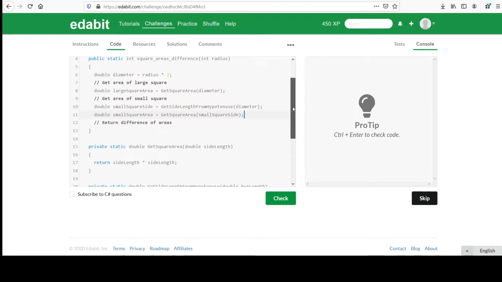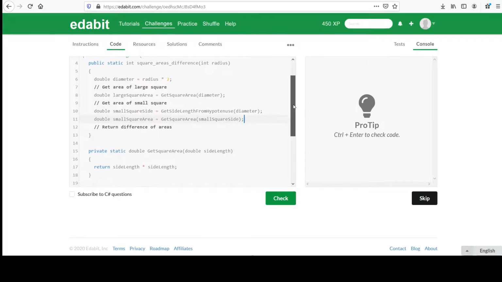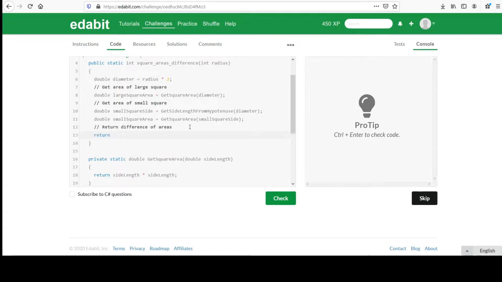Okay. And then for the difference now, we've made that quite easy. We can say return large square area minus small square area. And yeah, it becomes relatively simple and short when you make these helper methods.